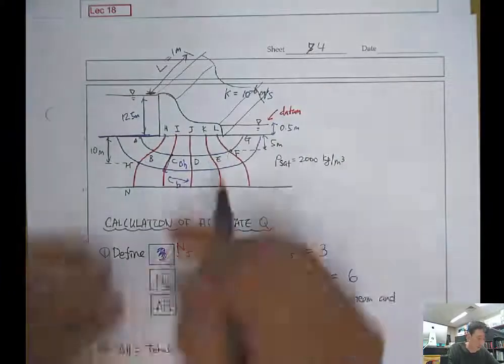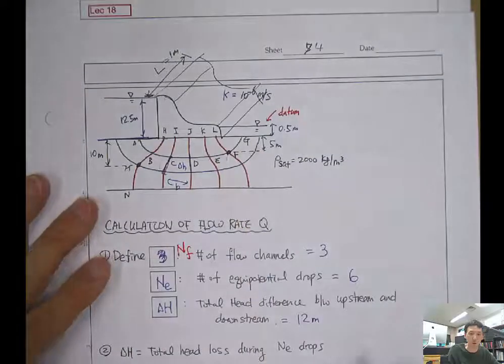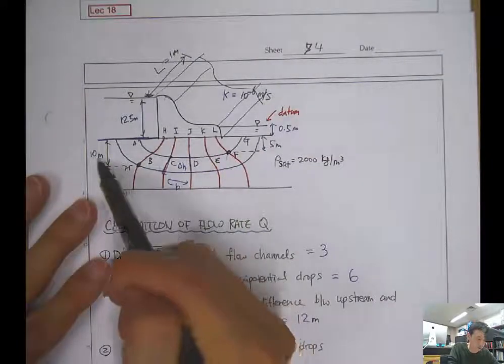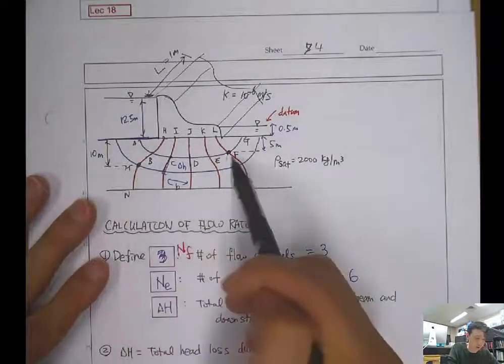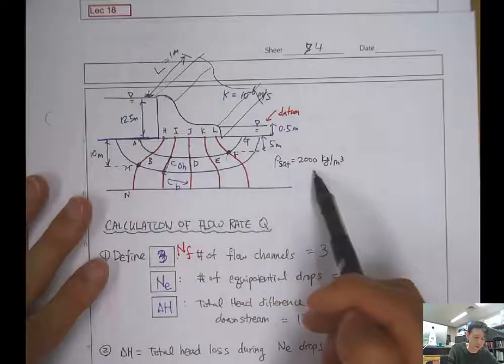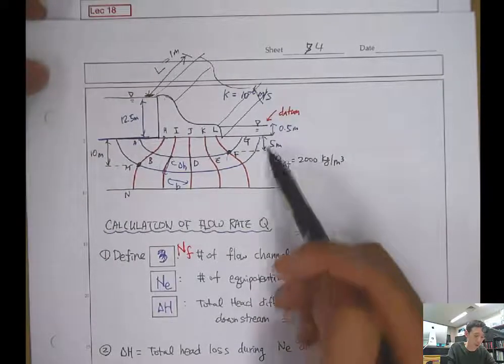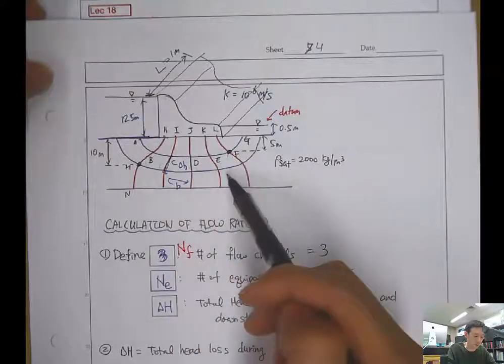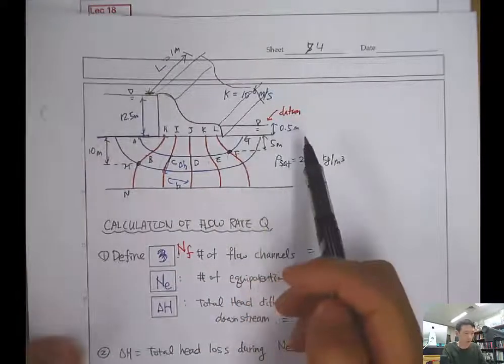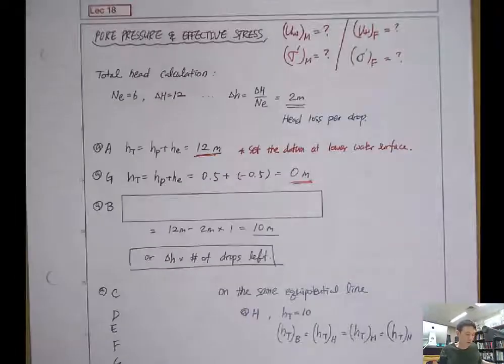Where is the point M? Point M is here and point F is here. And do we know the depth of them? Yes. So 10 meters deep at point M and point F is 5 meters deep. Also, the saturated density is given, 2000 kg per cubic meter. So using this density profile and the depth of the point of interest, we can compute the pore pressure and effective stress. So let's see how we can compute the total head first.